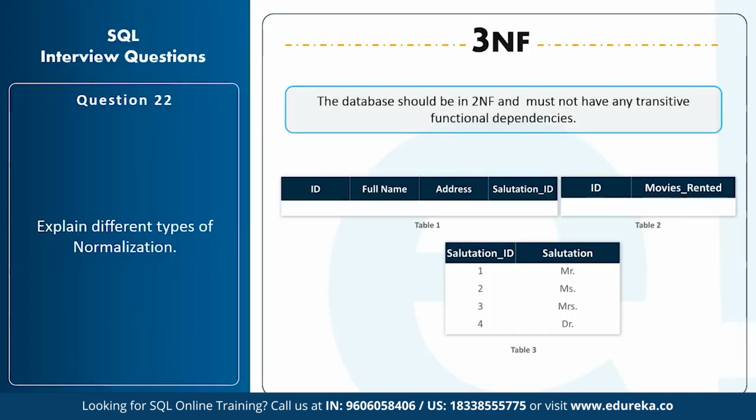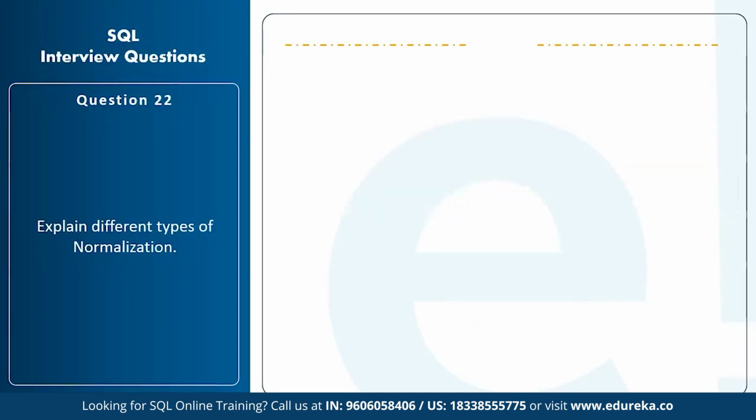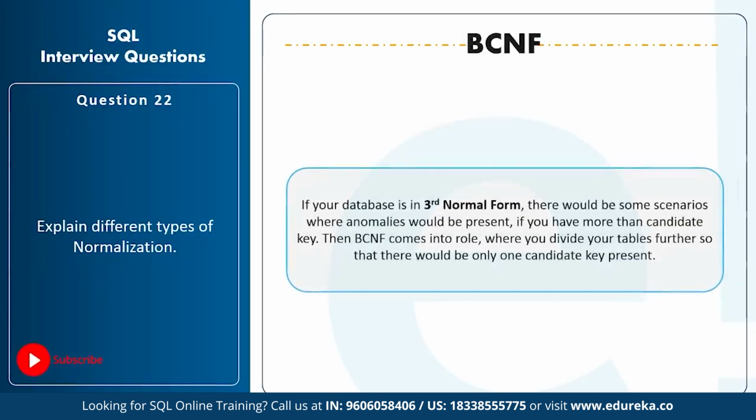Well, guys, with this, we come to an end of this particular example, where our table has been completely normalized and the highest normal form available for this particular table is 3NF. Now, moving forward to the final type of normalization, that is BCNF. If your database is in 3rd normal form and there are some scenarios where anomalies would be present, and if you have more than 1 candidate key, then BCNF comes into play when you further divide your table so that there is only 1 candidate key present.